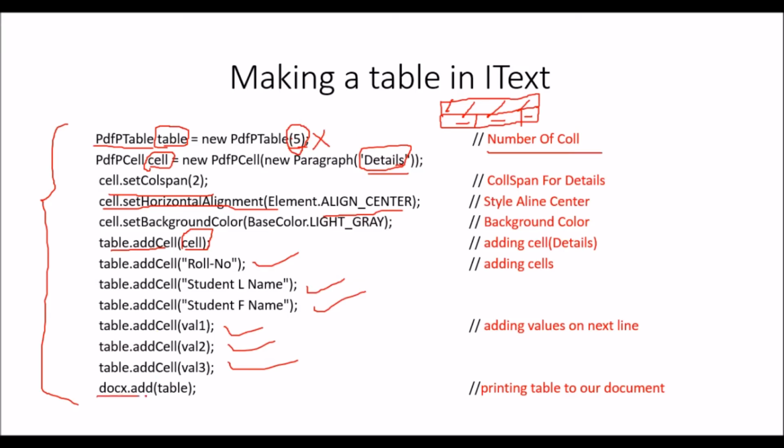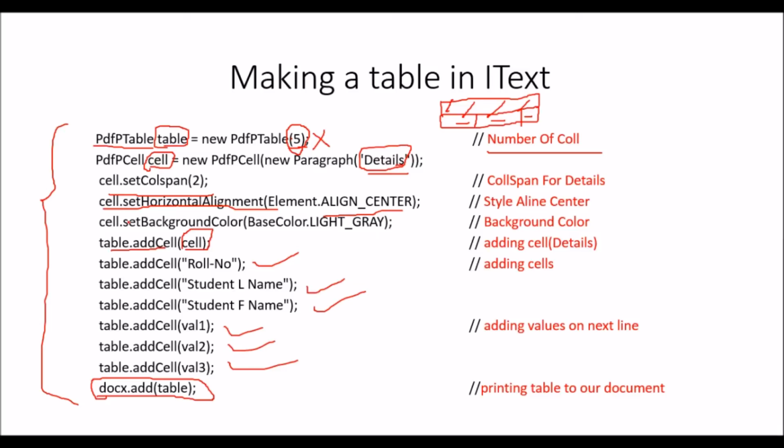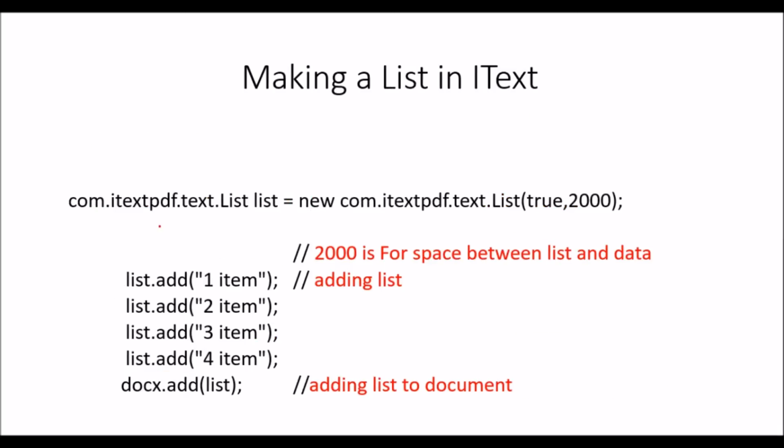And I'm adding the table to my document, the object of my document, and we'll go further and add a list also. For making a list, first you have to import, and you can always import this. I like to write it like this: com.itextpdf.text.List, and the object is list here.